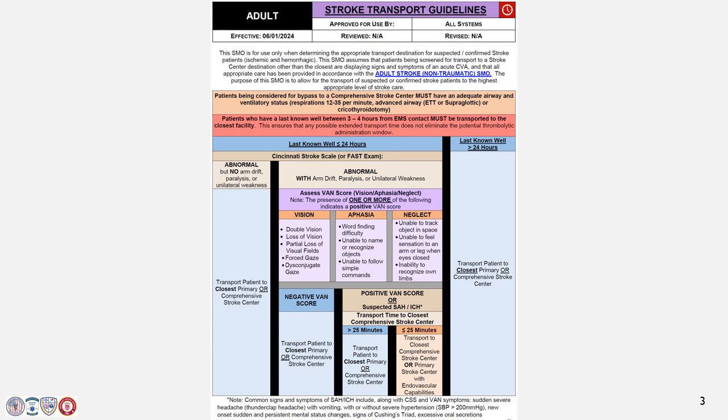So this is the stroke transport guidelines protocol. As we covered it before, it is the same with the exception of FAST exam is added to the Cincinnati Stroke Scale line in there. State requires that we have the FAST exam mentioned. If you know the difference between them, there isn't much. FAST exam is basically the Cincinnati parameters scrambled up with different letters on them and has T for time at the end, which we know to be the last known well time.